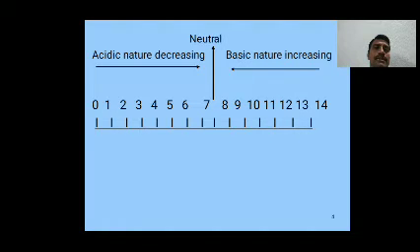Whether a substance is acidic, basic or neutral depends on its pH value. pH is from 0 to 14. pH 7 is a neutral substance, pH less than 7 is acidic nature, and pH greater than 7 is basic nature.